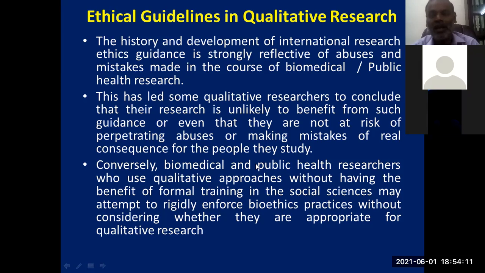Many third world country people were abused. So to address that issue, the international research ethical guidelines were developed very strongly to condemn this kind of practice. That is the background to how ethical guidelines came into practice. This type of abusive research was also practiced in some qualitative research, so the researchers concluded that their research was unlikely to benefit from such guidance. That is why strong ethical guidelines came into practice.